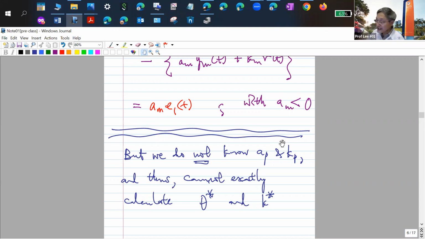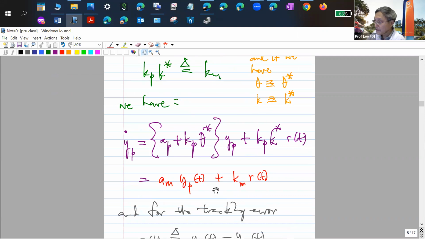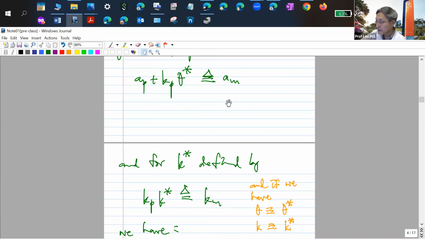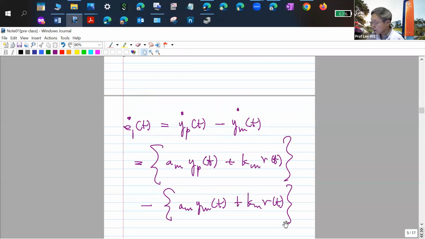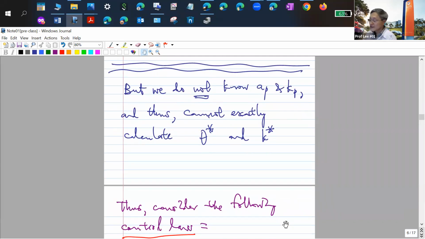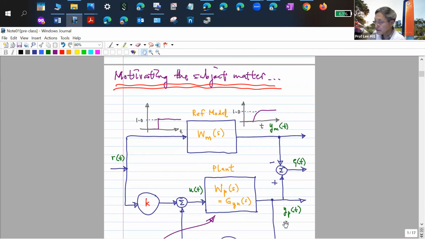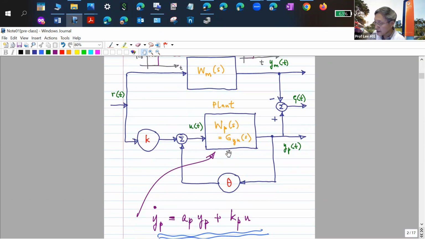Since we don't know AP and KP, there's no way you'll be able to calculate those exact perfect gains that you need. If you know AP and KP, you can calculate them and get those exact gains, theta star and K star. But you don't know, and you still want the same kind of performance. So we back up a bit and look at this arrangement again. If we know AP and KP exactly, we know how to calculate this. But we don't, and we still want the same result. Then we stare at this and say, even though we don't know AP and KP, at least we know this structure works.